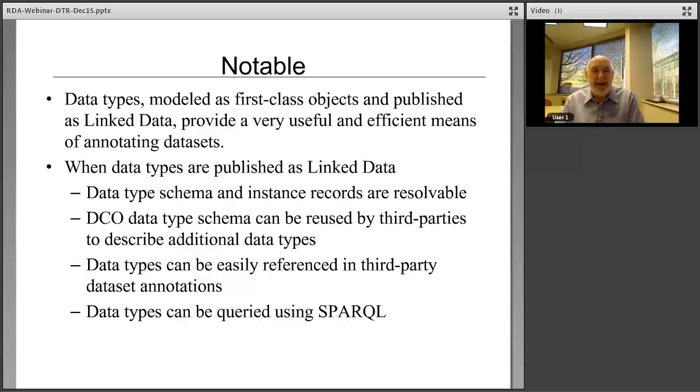So they've come to some conclusions. This is one of two slides about the conclusions. They found that data types, modeled as first-class objects, they're right up there with everything else they're doing, published as linked data, is an excellent way to annotate or further explicate the data sets. And you see they're enthusiastic about linked data, and those four sub-bullets show the reason.